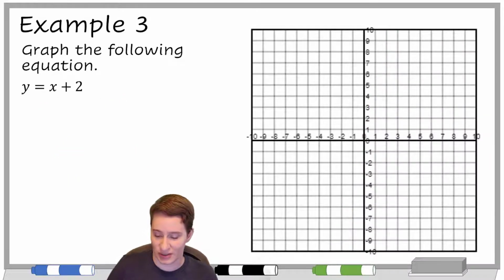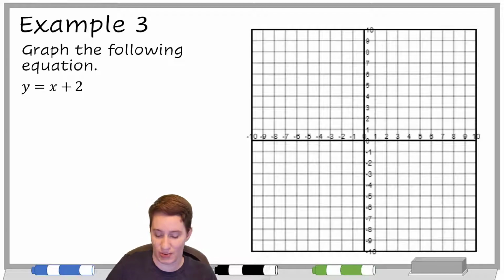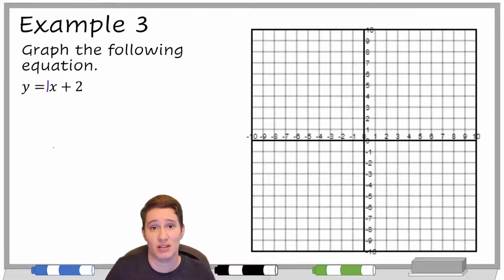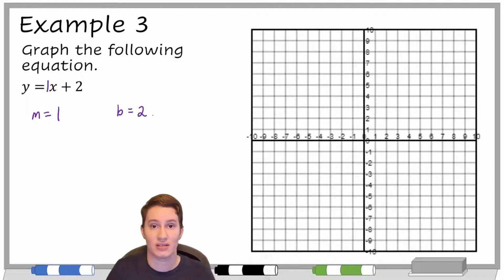Example 3, y equals x plus 2. So m is what's in front of x, but we don't have anything in front of x. What number should we have in front of x since there's not one there? The answer to that is 1. If you were thinking 0, that's a good guess, but if it was 0x, we wouldn't have x there at all. So this is going to be 1x, and that means that m is 1, and then b is coming from the plus 2, so our y-intercept is 2.